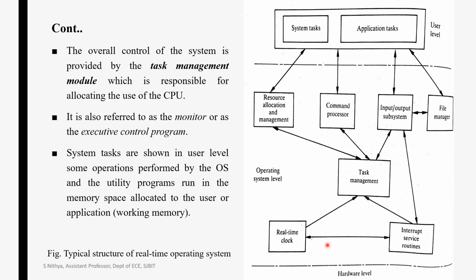System tasks are shown at the user level. Some operations are performed by the operating system, and the utility programs run in the memory space that is allocated to the user or the application program.